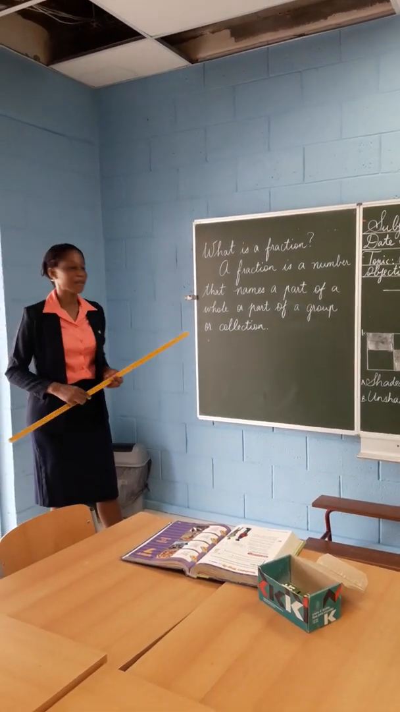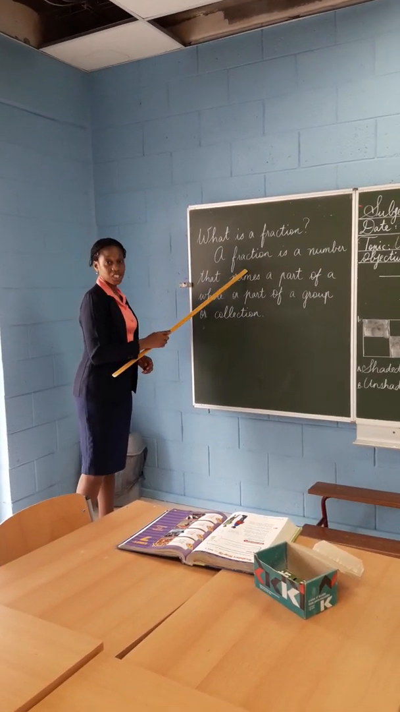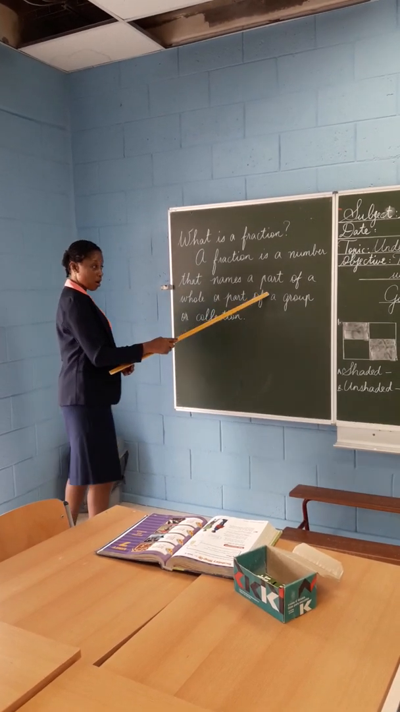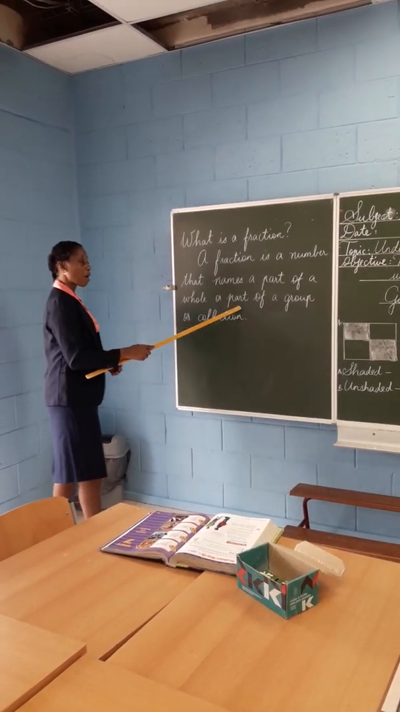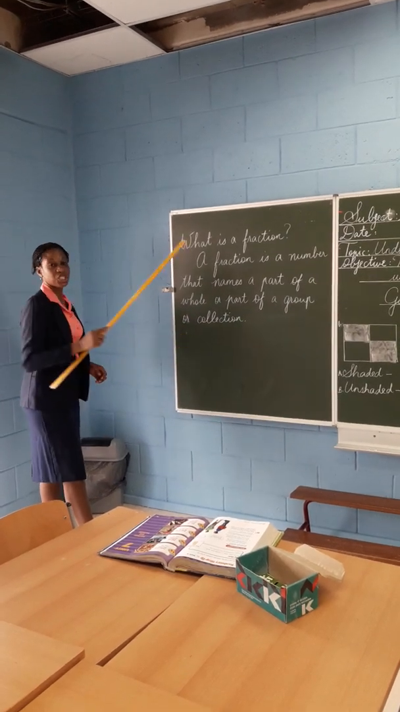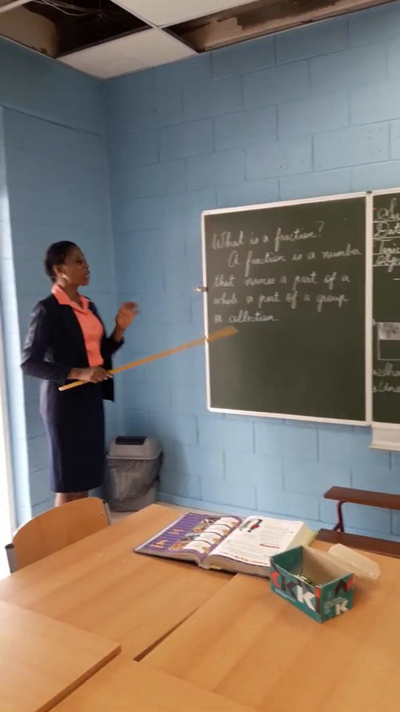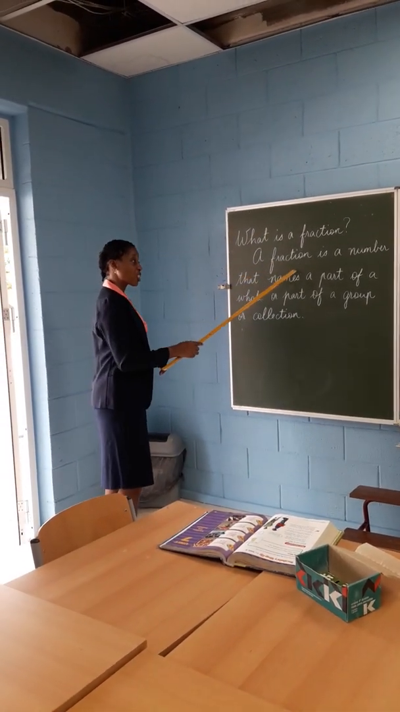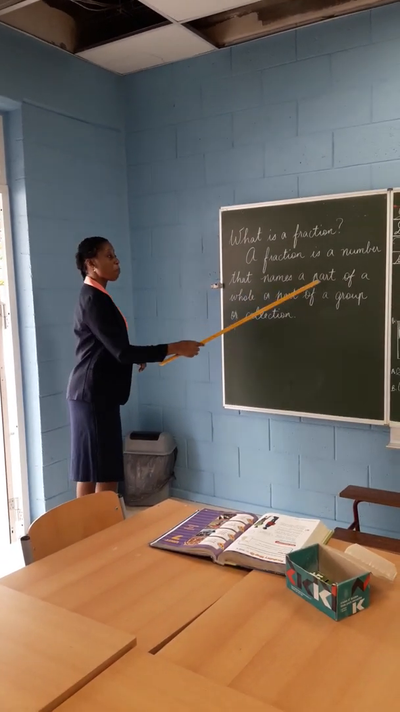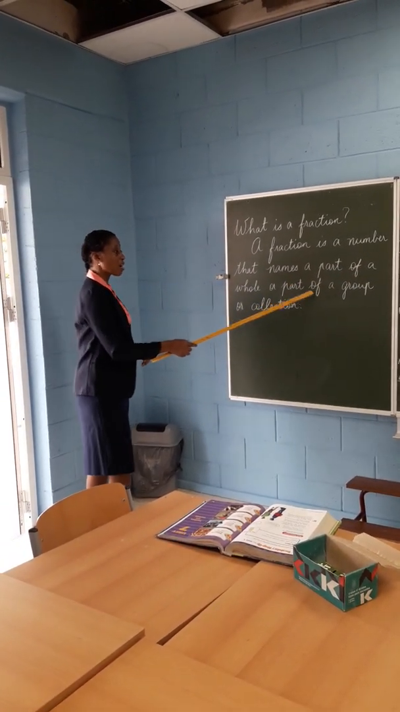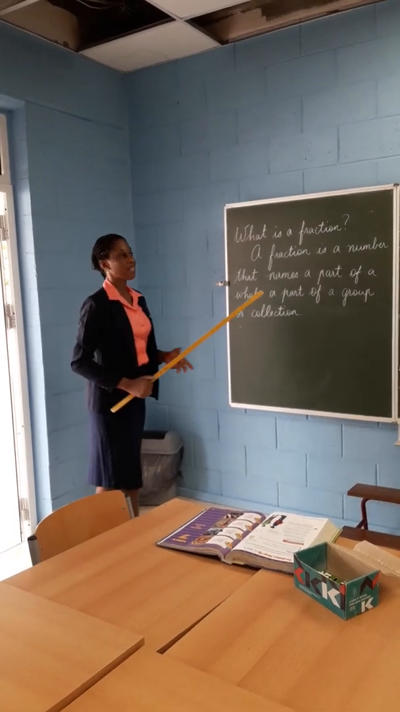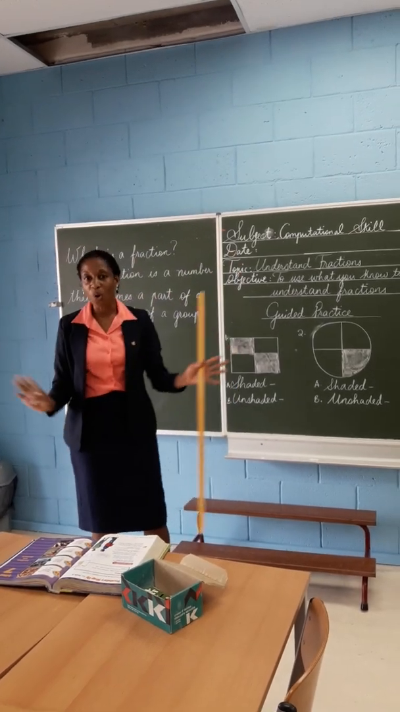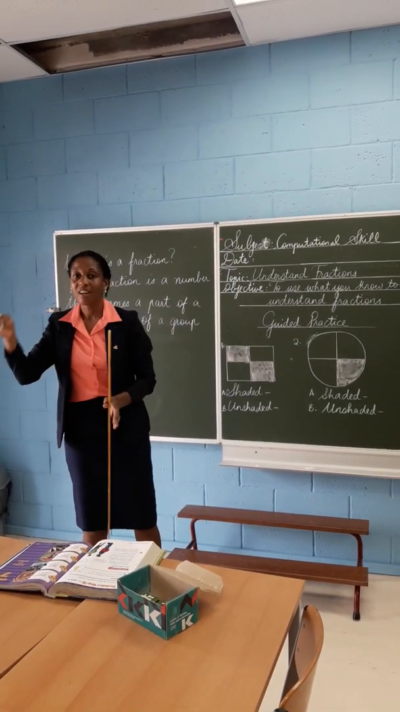Let's see what we have here. A fraction is a number that names a part of a whole or part of a group or collection. Let's do that one more time, and we're going to read it a little faster. What is a fraction? A fraction is a number that names a part of a whole or part of a group or collection. So in other words, boys and girls, a fraction is not a whole. A fraction is part of a whole.